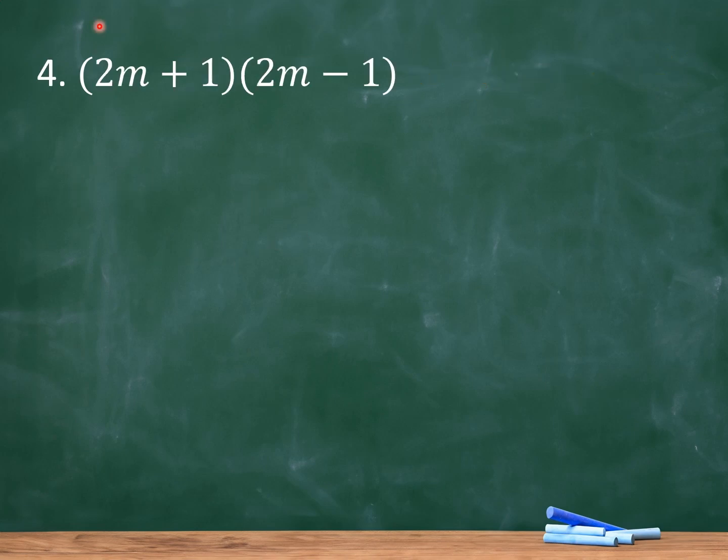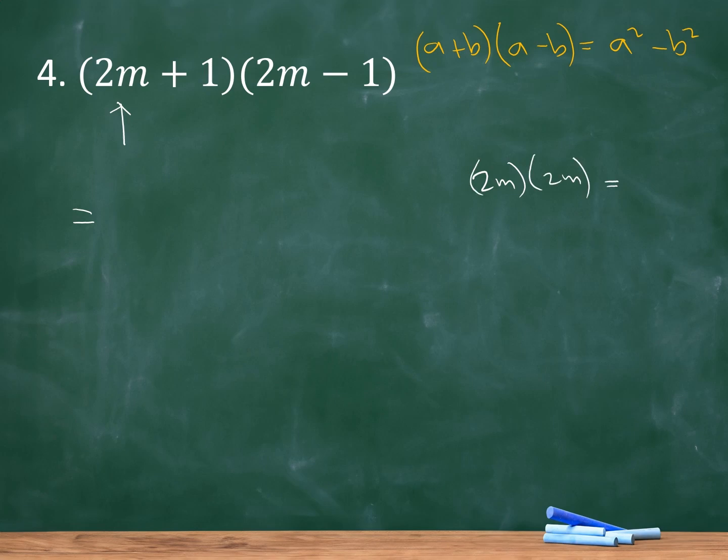Example number 4, 2m plus 1 times 2m minus 1. So now we will use the pattern a plus b times a minus b is equal to a squared minus b squared. So to answer this using the pattern, we will square first the first term. So that's 2m times 2m. So now we are multiplying monomials. 2m times 2m is 4m squared.